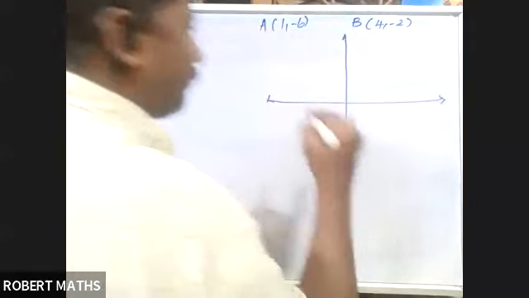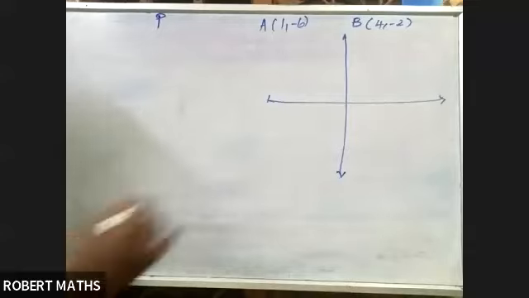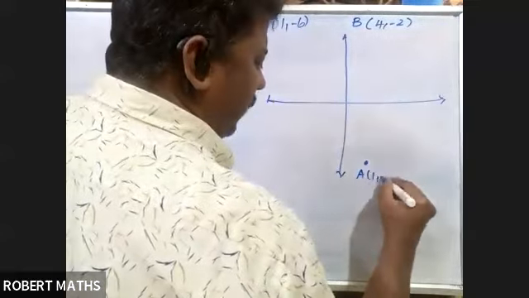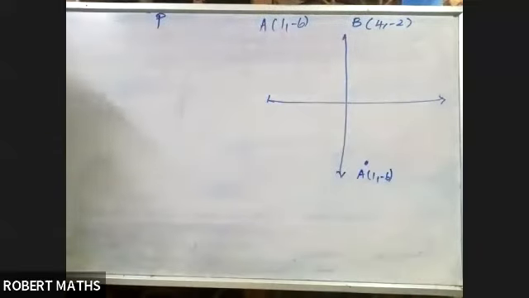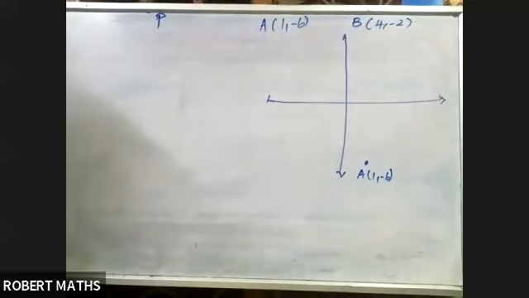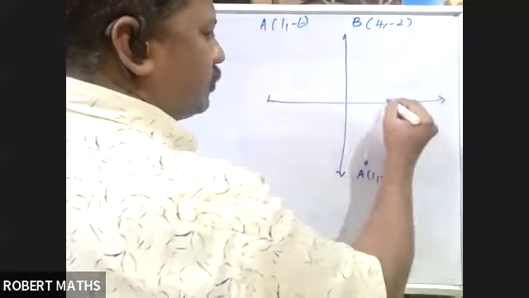Here listen, let us always take a Cartesian plane, the graph. A is (1, -6). Somewhere here you will get A of 1 comma minus 6. And one more point is given, that is called B, 4 comma minus 2. We'll get 4 comma, 1, 2, 3, 4.